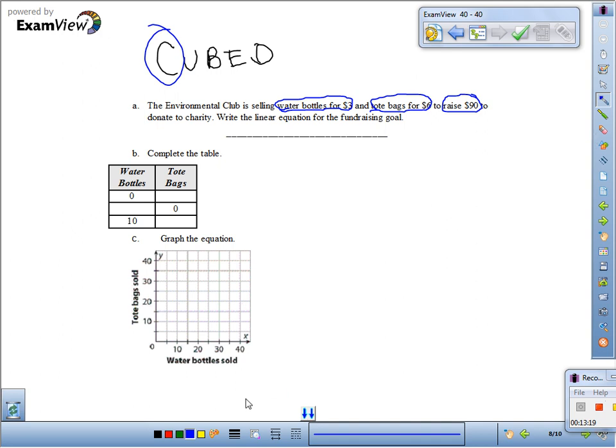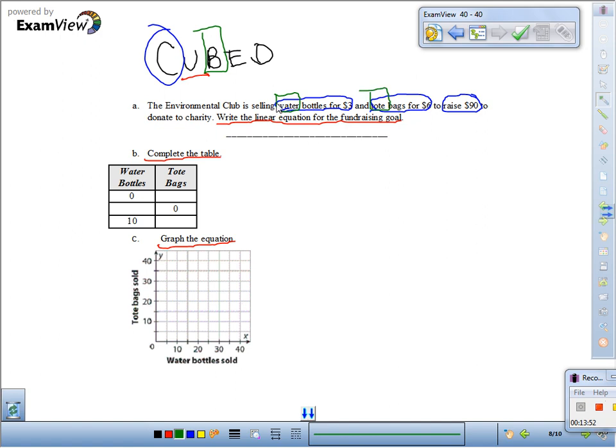Okay. Underline the question or questions. What are they asking for? Write a linear equation for the fundraising goal. That's number one. Second part, complete the table. And number three, graph the equation. So three things that we need to do. All right, let's box in green important information. Important information is that it's water bottles and tote bags.